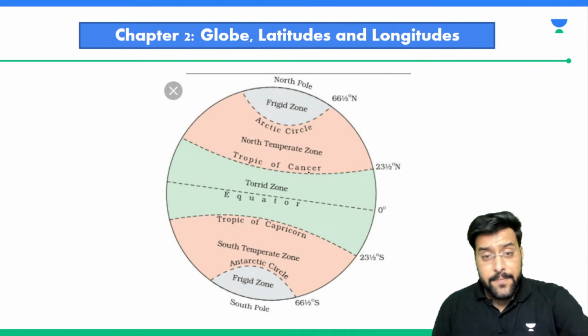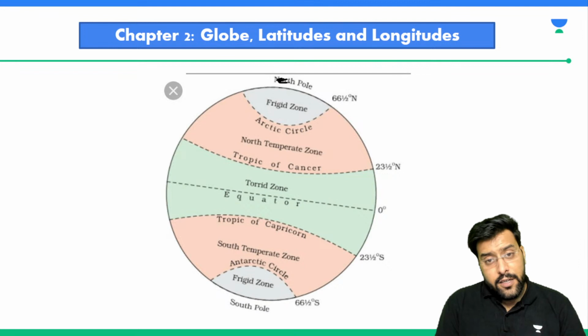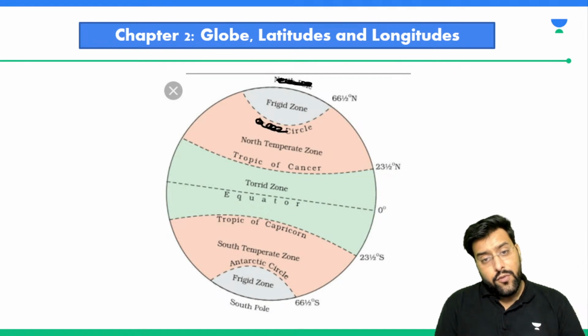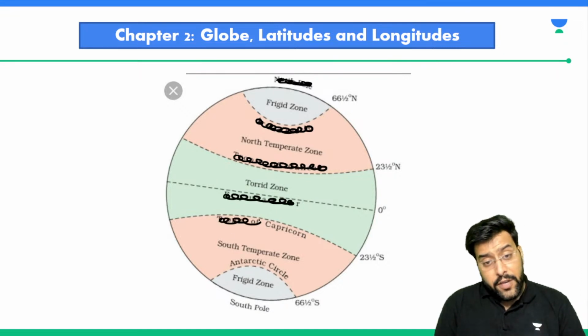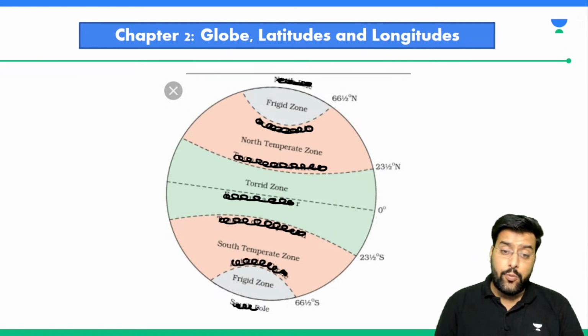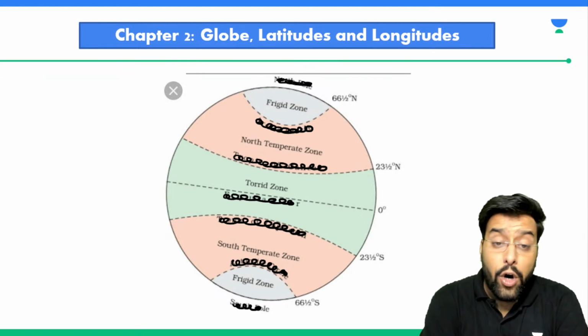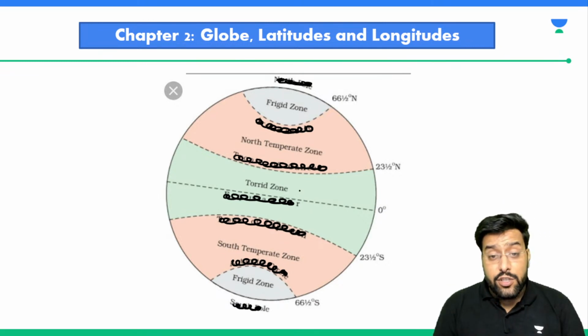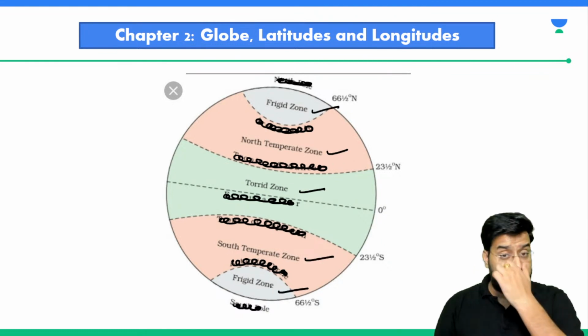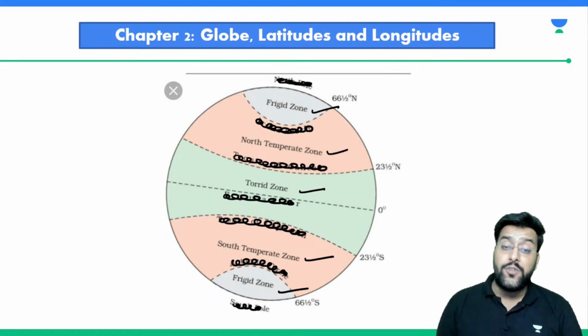Apart from this, I'll just cut them for a while. We understood the North Pole, Arctic Circle, Tropic of Cancer, the equator, Tropic of Capricorn, Antarctic Circle, and the South Pole. Apart from these, there are a few more things you can see on your screen. We have something known as the torrid zone, the north temperate zone, the south temperate zone, and the frigid zone in the north and the frigid zone in the south. So we'll understand what these zones are now.